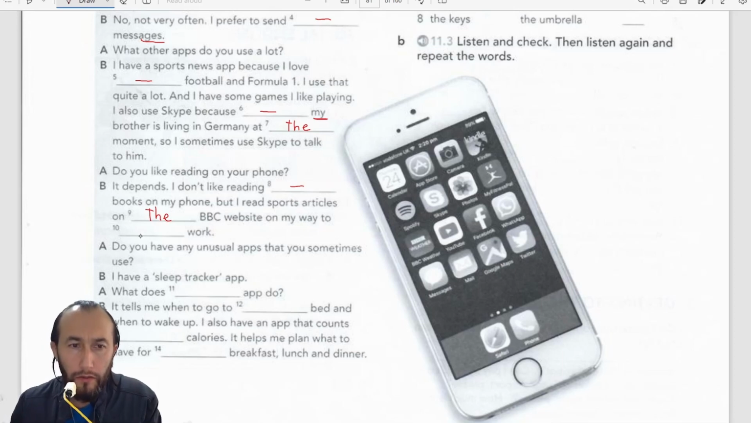On my way to work. General. When we talk about work, general. In general, we say no article. On my way to work.